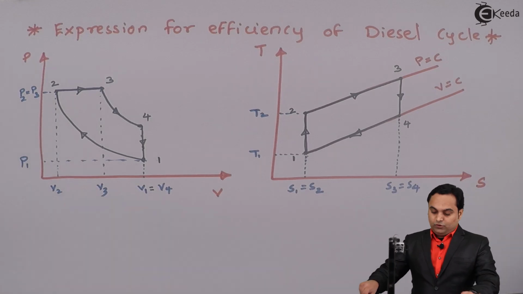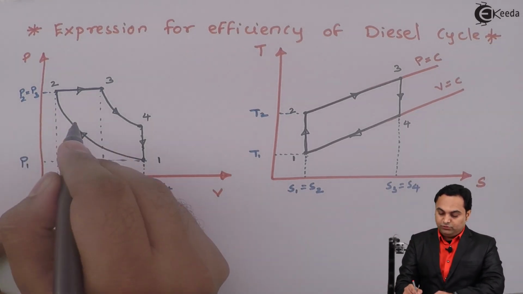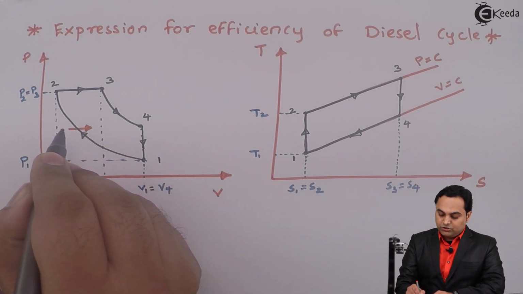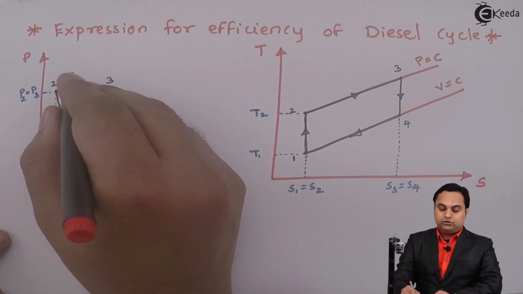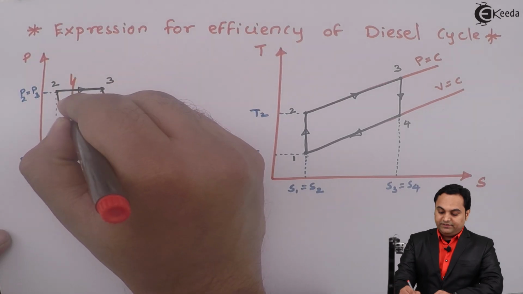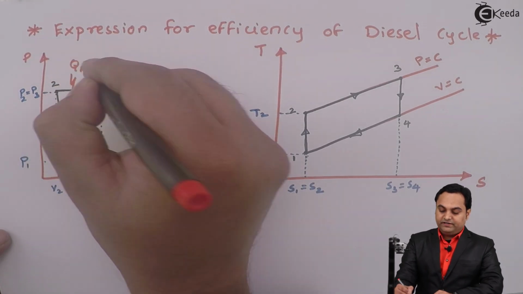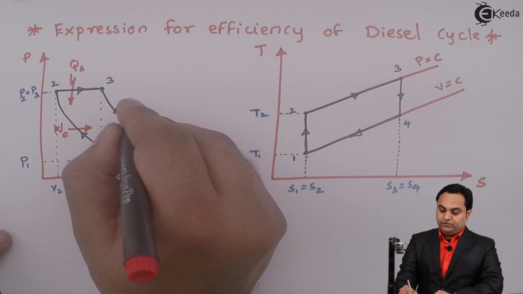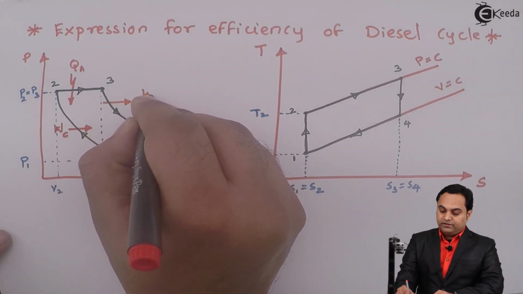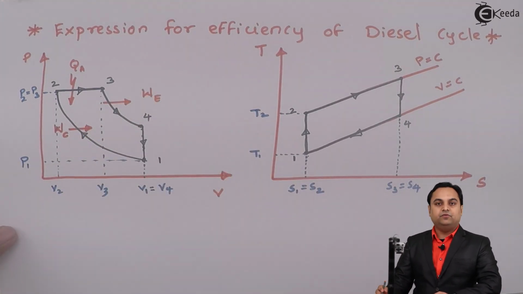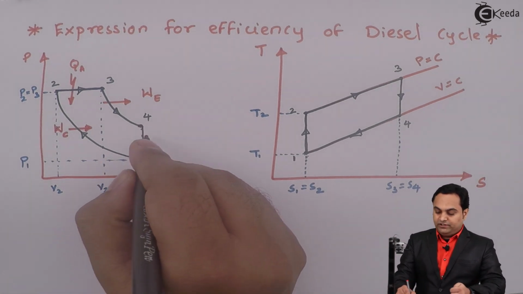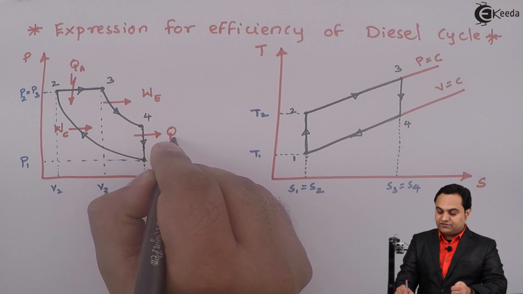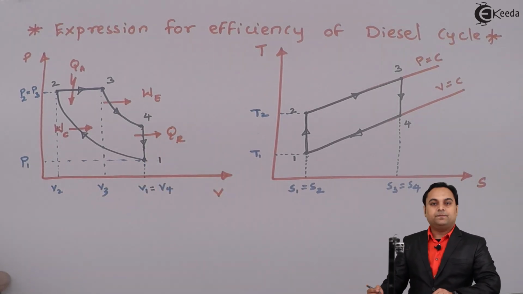Next, over this diagram, from 1 to 2 it was compression, so this is the work which is done in compression. Next, from 2 to 3 the heat was added into the system, so heat is added at constant volume. During 3 to 4, the work we are getting from the system, that is the work we are getting during the expansion process. 4 to 1, the heat is rejected out of the system, so it is Q suffix R.